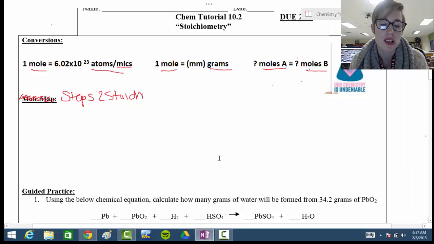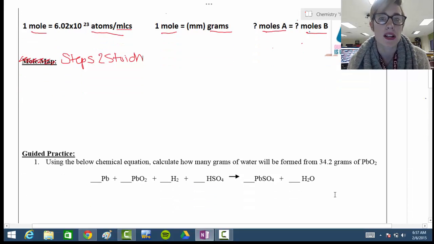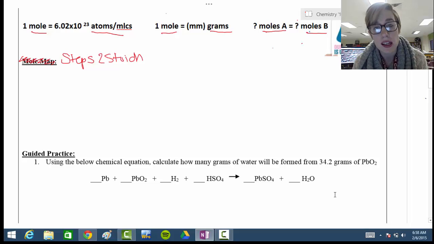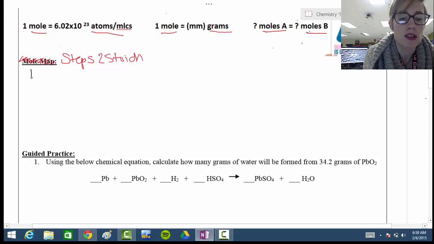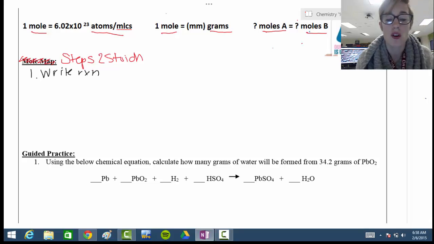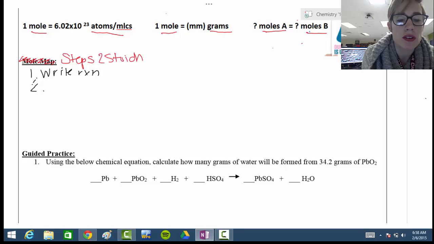If you're given a question like the one below, the guided practice problem, it says use this chemical equation to calculate how many grams of water are formed from 34.2 grams of lead oxide. The very first step that I always tell students to do, we actually don't have to do for this problem, and that is write the reaction. This reaction has already been written for you. We already have our reactants and our products written, so that's kind of nice. But the second step we actually do have to do, and the second step is balancing.